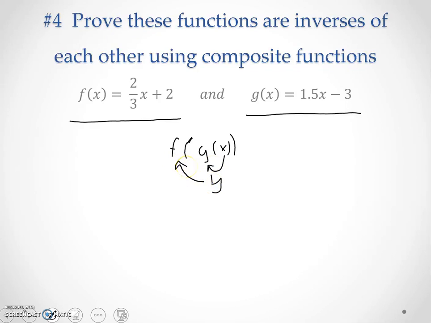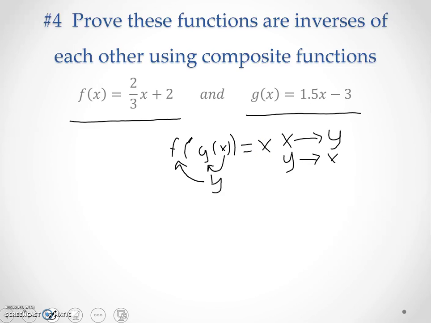But when I stick it into the f of x function, if they are inverses of each other and the g of x function maps x onto y, well, if they are inverses of each other, that would mean that the f of x function would map y back onto x. And so what this should equal is what I started with, which is simply x. And I could do this with variables, or I can do this with actual numbers. But let's just take a look at this.